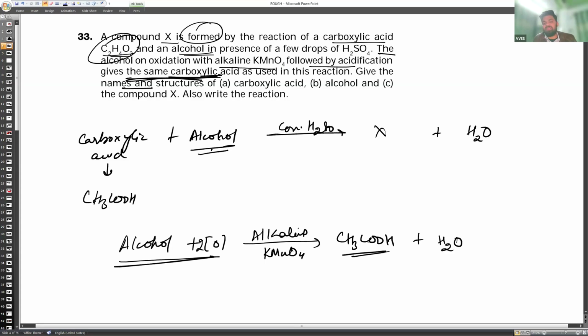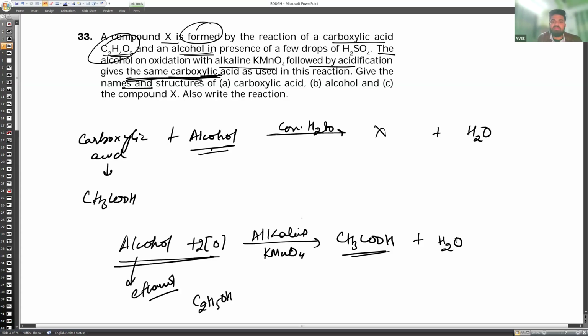So it is mentioned here that a 2-carbon carboxylic acid is obtained. You know that if a 2-carbon alcohol is oxidized, it gives a 2-carbon carboxylic acid. If it is a 3-carbon alcohol, it gives a 3-carbon carboxylic acid. If it is 4-carbon, it gives a 4-carbon carboxylic acid, and so on. Understood? So now it is a 2-carbon alcohol. The 2-carbon alcohol is ethanol, so you take C2H5OH.